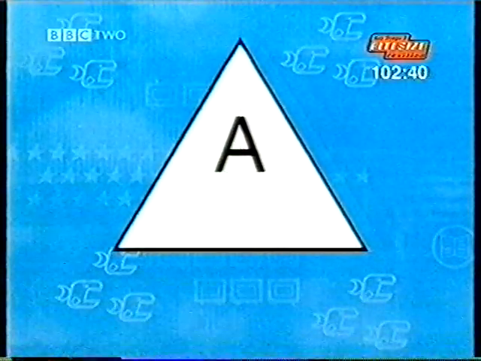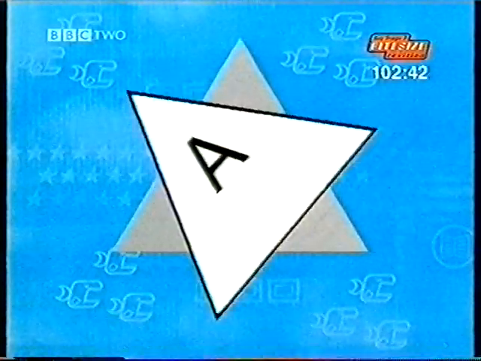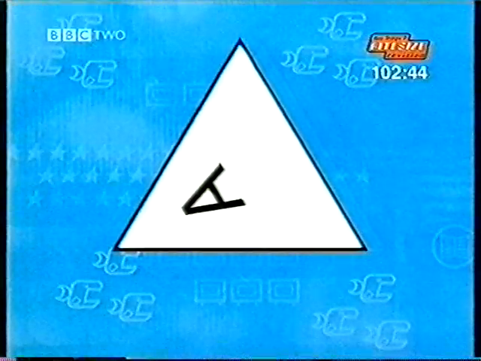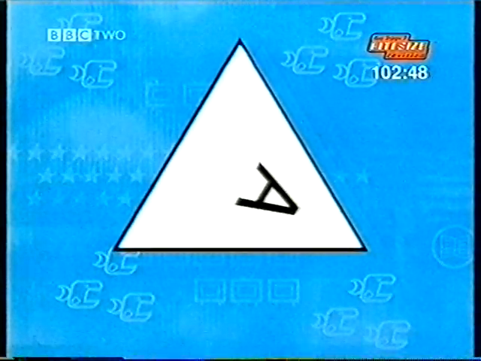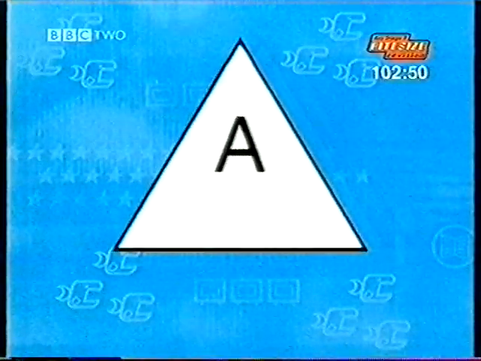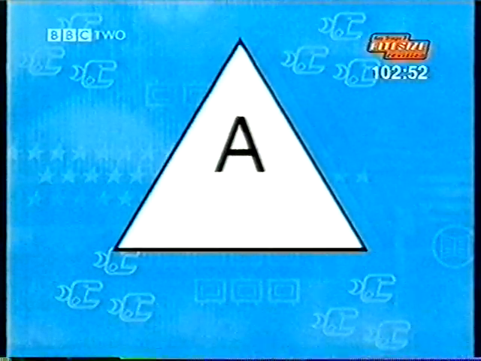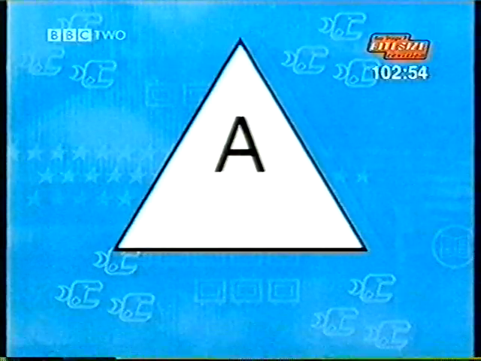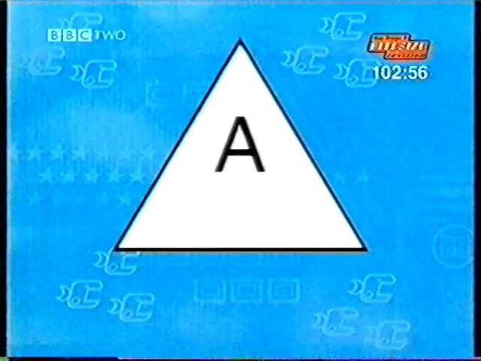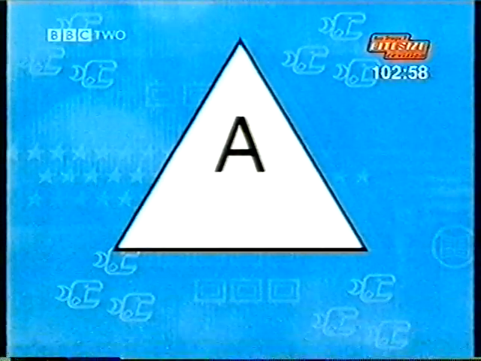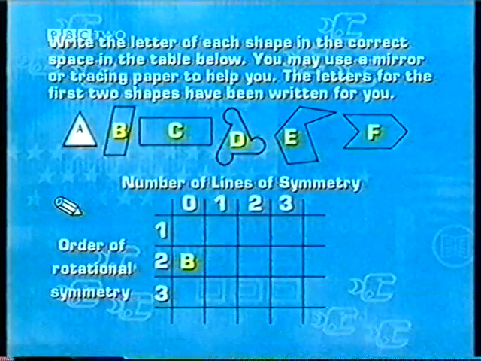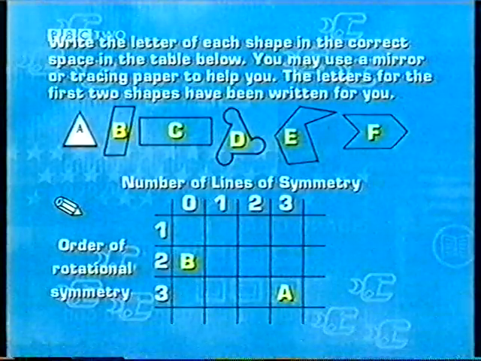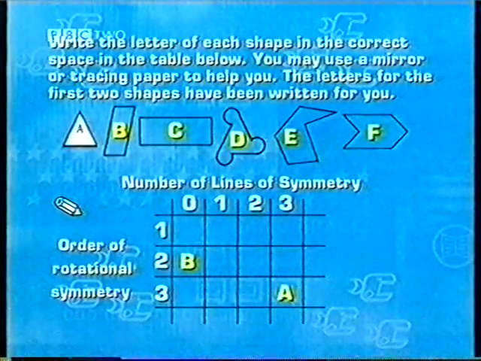If you rotate the equilateral triangle, it looks the same again here. That's once. And then here. That's twice. Then back in its original place, making 3 times in all. This means the order of rotational symmetry of an equilateral triangle is 3. So shape A is written as having 3 lines of symmetry and order of rotational symmetry 3.